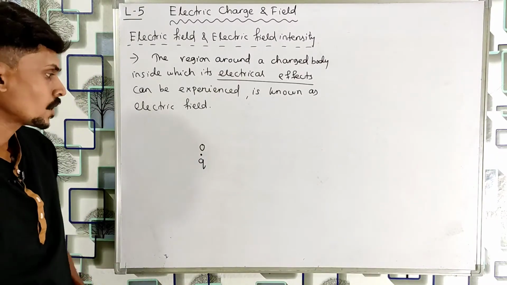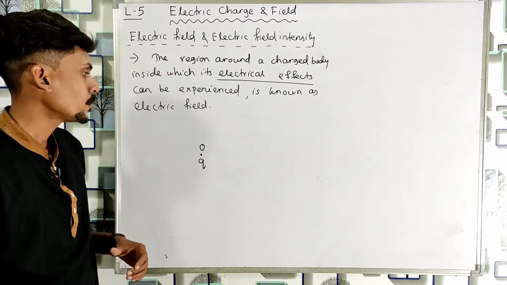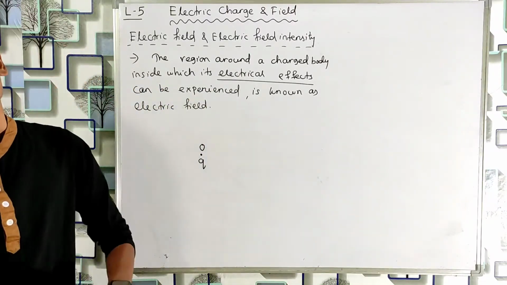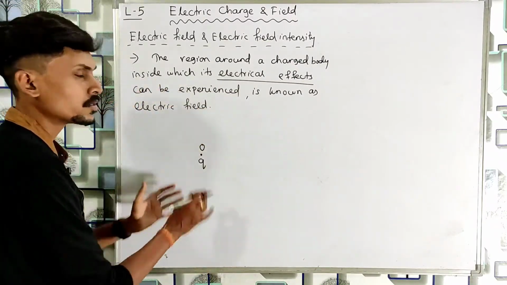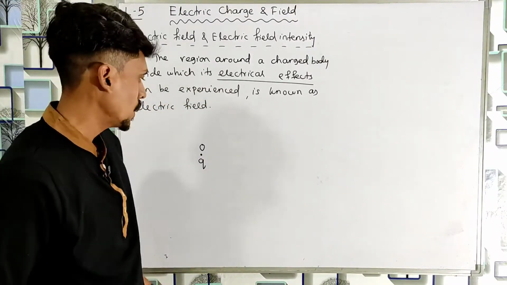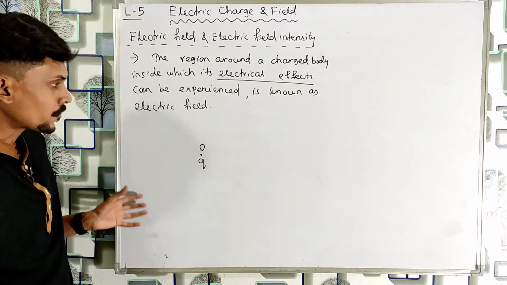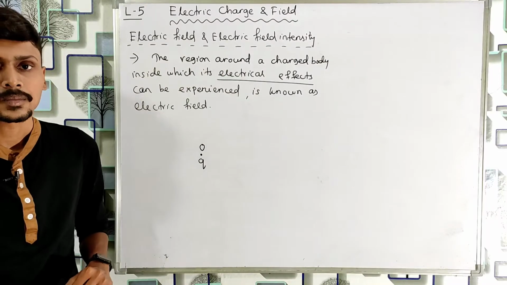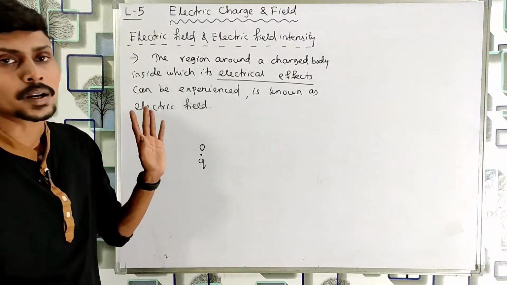Then you'll see that before placing the charge q at this point, the nature of the space, the nature of the region around the point O was different. But once I have placed the charge q here, the property, the nature of the region around this point will change. Because whenever I will place a charge at a given point, an electric field will be set up. An electric field will be created around that point. And that electric field means the region of influence of the charged particle or of the charged body.